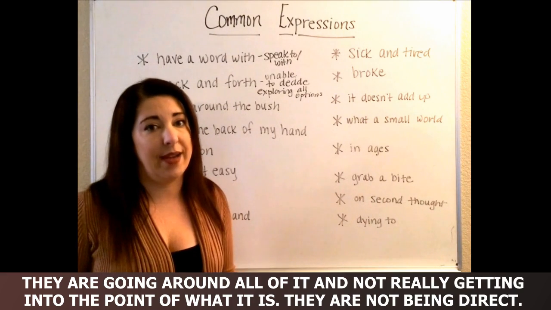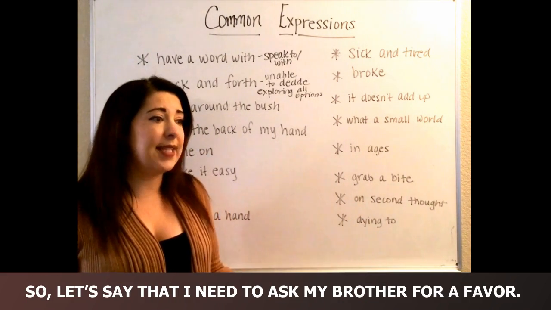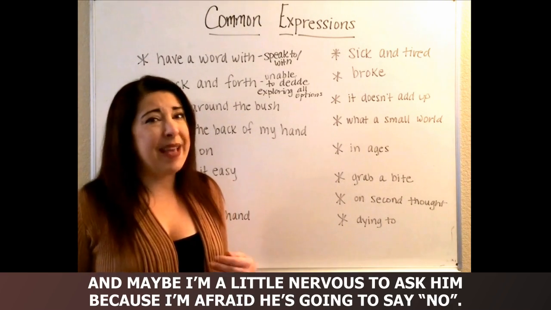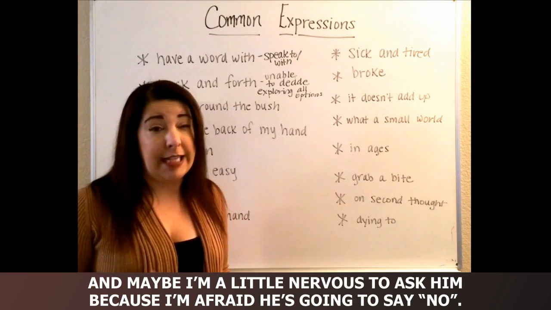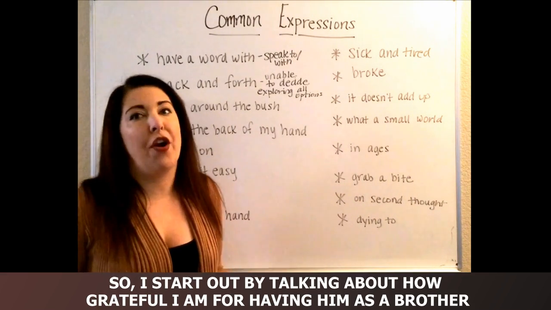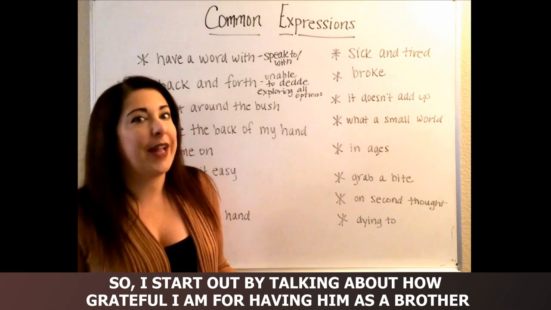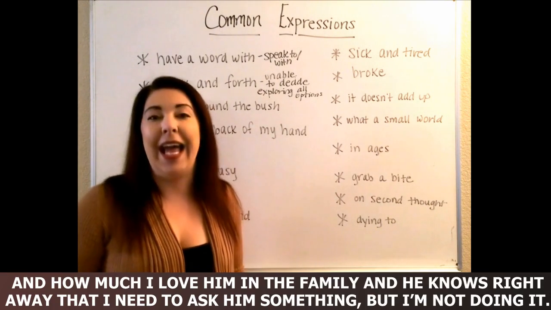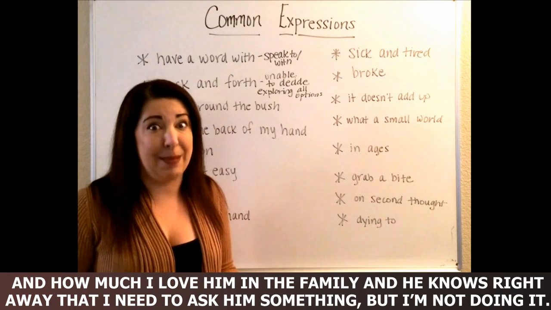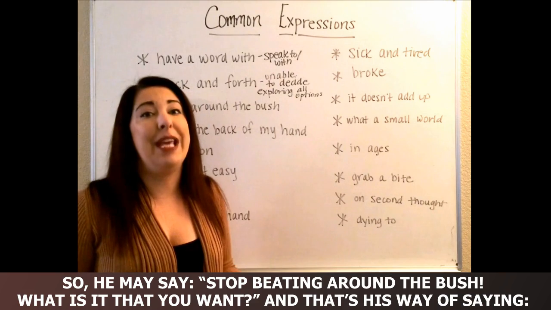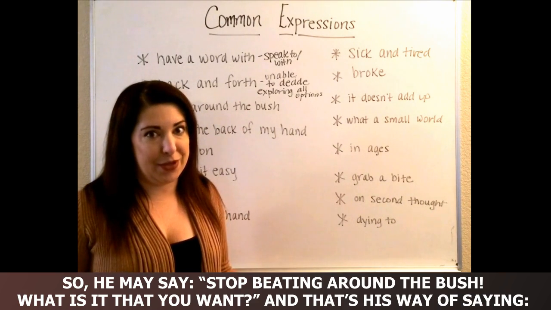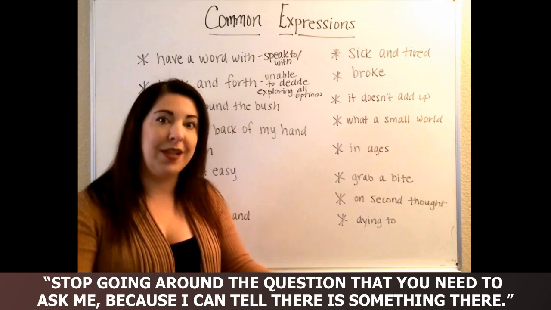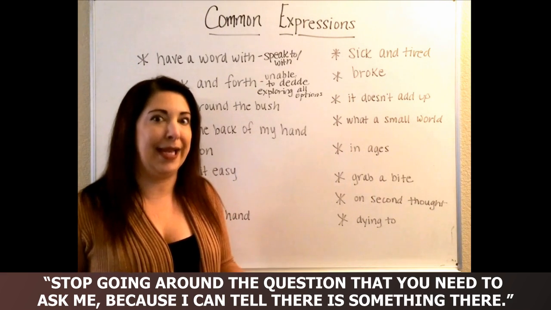They're not being direct. So let's say that I need to ask my brother for a favor. And maybe I'm a little nervous to ask him because I'm afraid he's going to say no. So I start off talking about how grateful I am for him as a brother and how much I love him and the family. And he knows right away that I need to ask him something, but I'm not doing it. So he may say, "Stop beating around the bush. What is it that you want?" And that's his way of saying, stop going around the question that I know you need to ask me because I can tell there's something there.